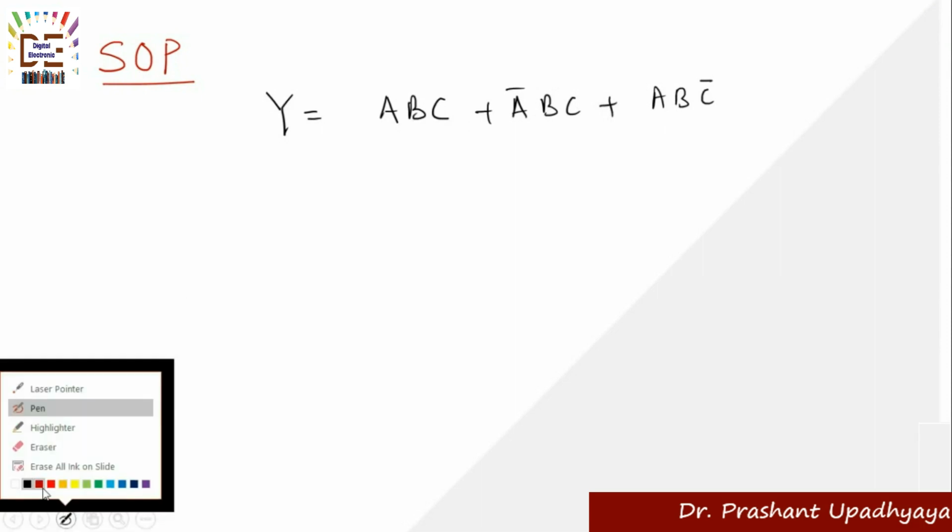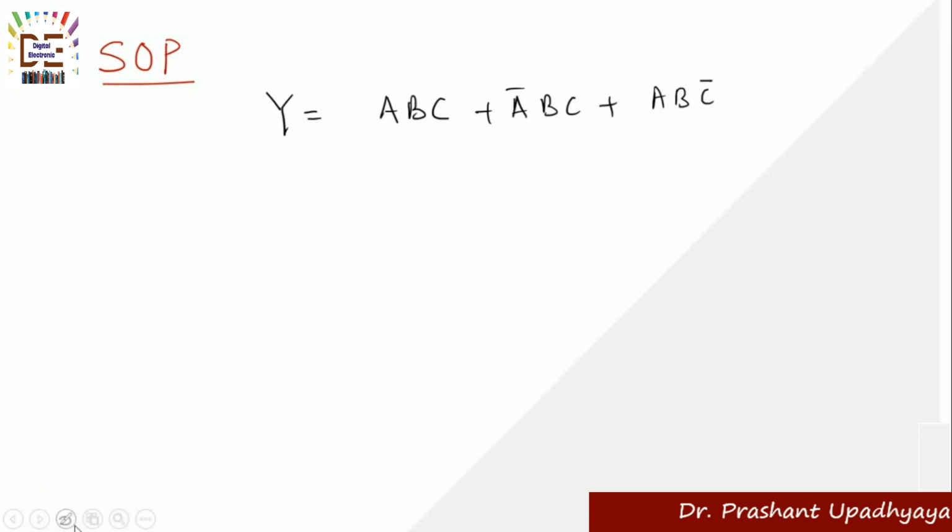Suppose I have Y equal to ABC plus A bar BC plus, let's say, AB C bar. I have told you that the main role is being played by the 1s in this. So I can write this term as 1, 1, 1, this as 0, 1, 1, and this as 1, 1, 0.